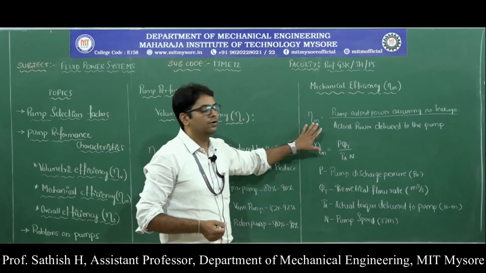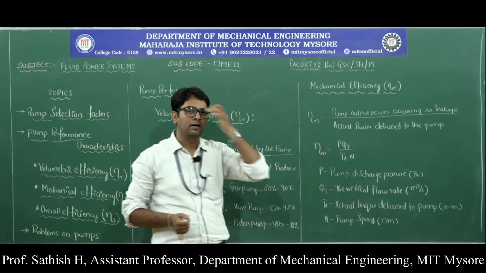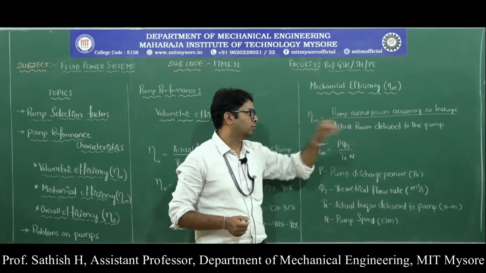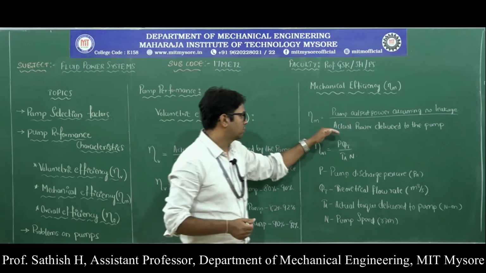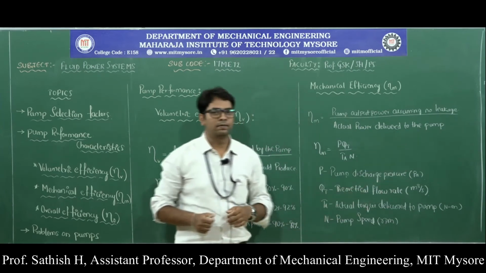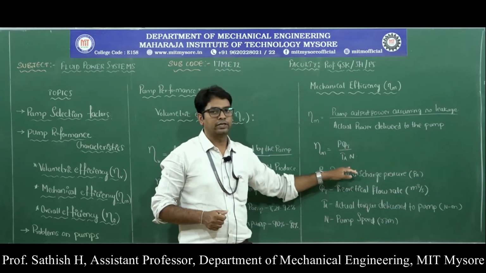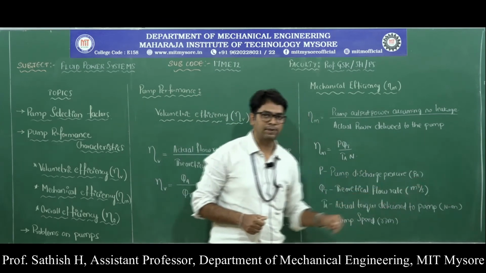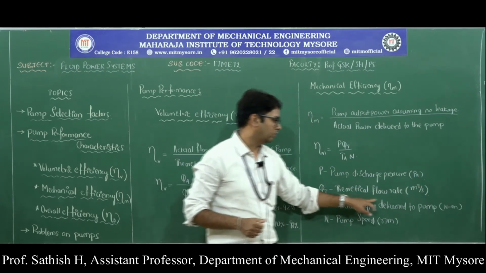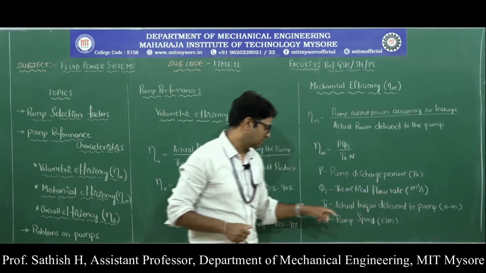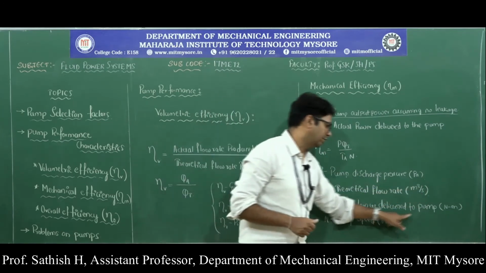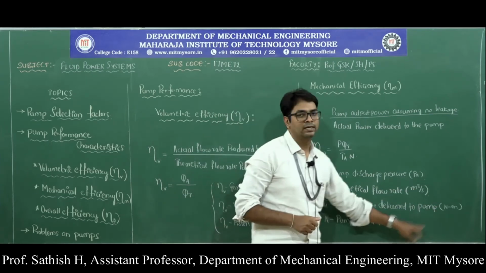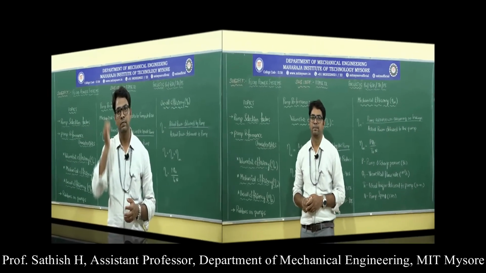So this is how you write an expression for mechanical efficiency. Nu m is the ratio of pump output power assuming no leakage to actual power delivered to the pump. It is written as P into Qt divided by TA into N, where P is the pump discharge pressure in pascals, Qt is the theoretical flow rate in meter cubed per second, TA is the actual torque delivered to the pump in Newton meters, and N is the pump speed in RPM.